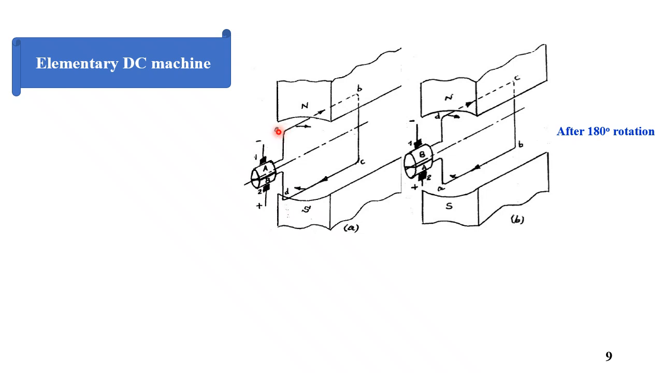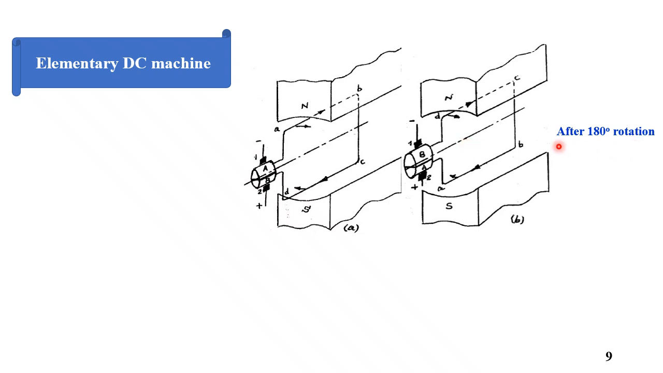The current for the loop will be from A to B to C to D, and this is connected to a cylinder at the terminals having two halves A and B, which are insulated from each other. And we have two brushes, where the first one, the upper one, is negative, and the lower one is positive.